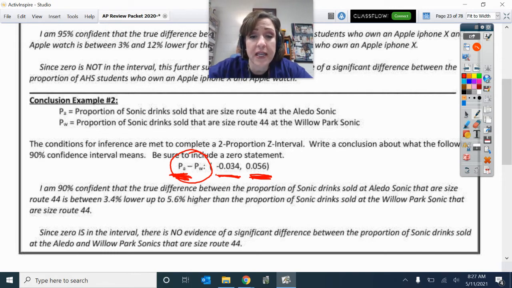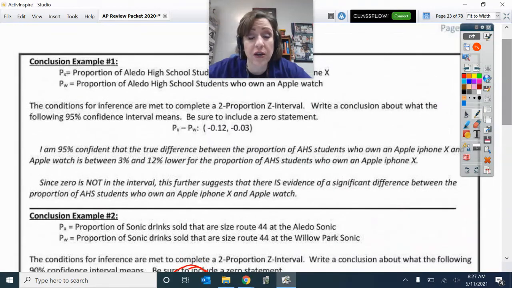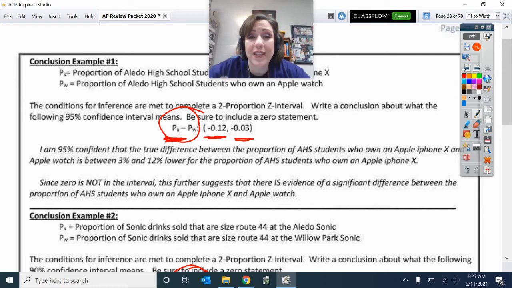Okay, so I always do it in terms of the first. This percent lower for the first to this percent higher for the first. And since 0 is in there, there could be no difference. Up here, the difference here, the proportion of Alito students who own an iPhone X is less than this much less to this much less. But since the entire interval is contained below 0, there is evidence that the proportion of Alito High School students that own an iPhone X is less than that of the watch.